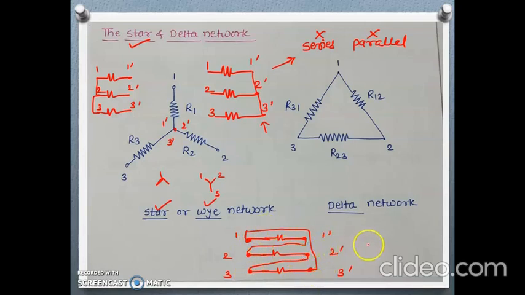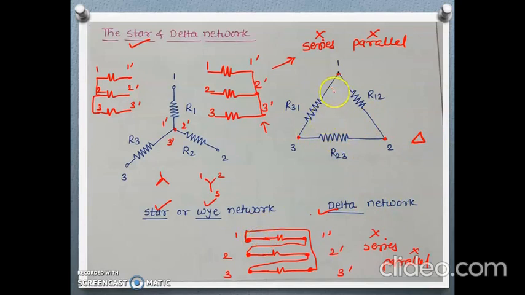Then this network is also neither series nor parallel. We cannot say R1, R2, R3 are in series or parallel because they do not obey the series and parallel combination laws. So this network is known as a delta network. Here the delta network is normally shown with this diagram. This is the delta operator, so it resembles the delta symbol. So it is known as a delta network.